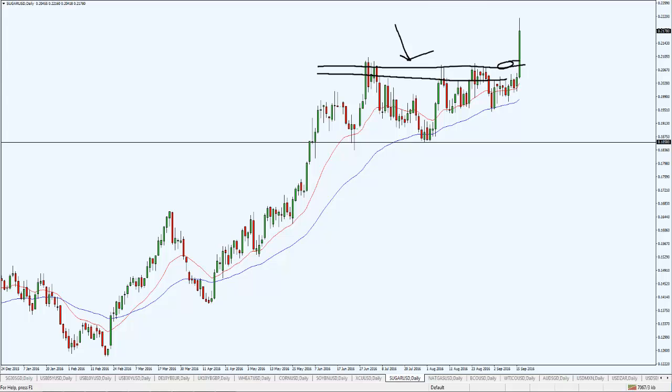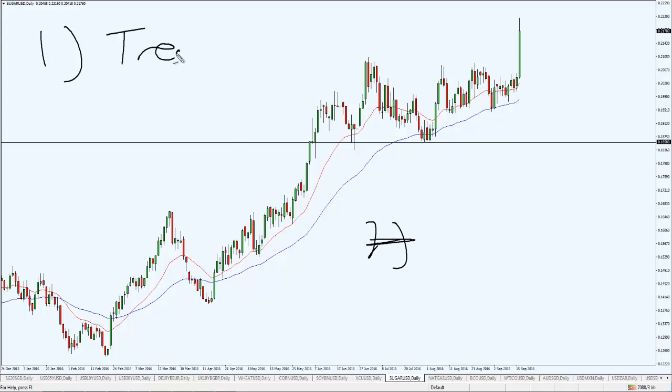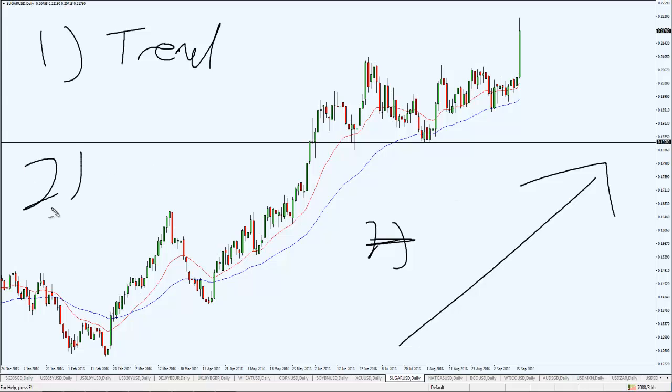Okay, so let me share with you my thoughts on it. There are two reasons why I didn't want to go short at this area of resistance. Number one, the first reason is that it's against the trend. If you look at this one, compared to the pound dollar, this is in an uptrend. So in an uptrend, I would pretty much prefer to go long.